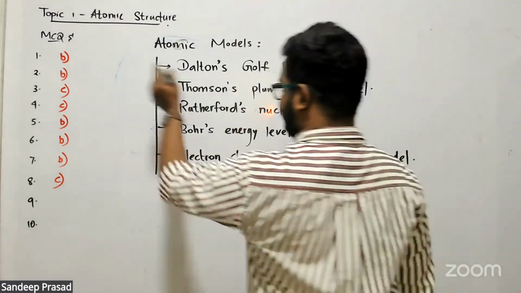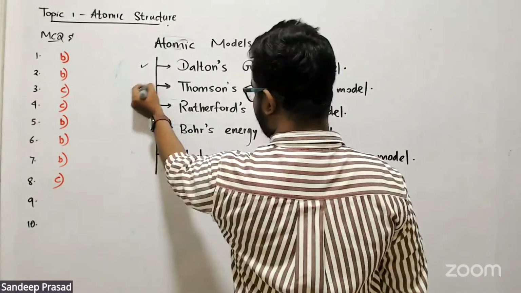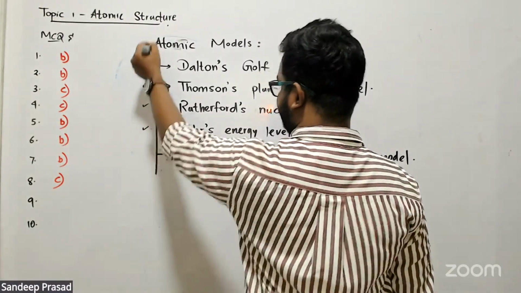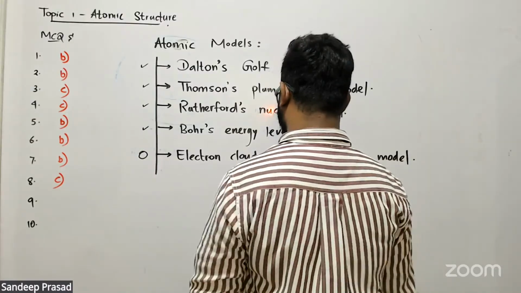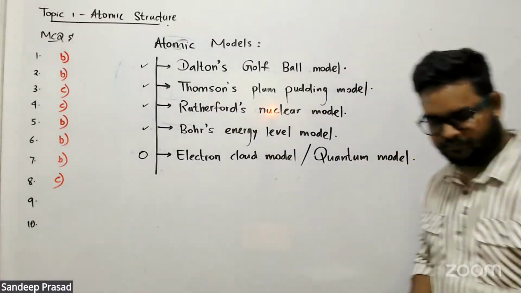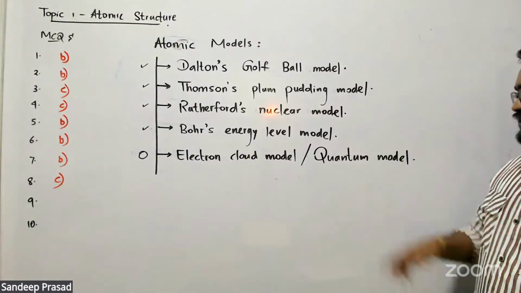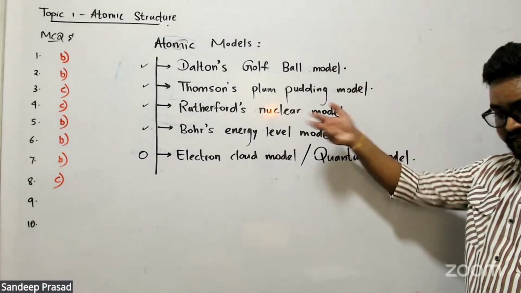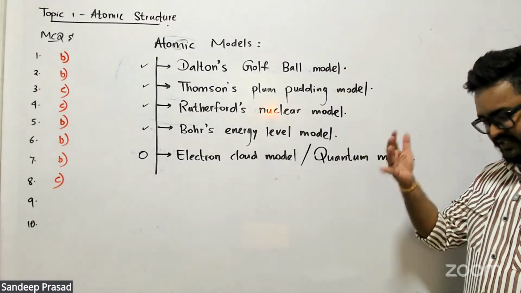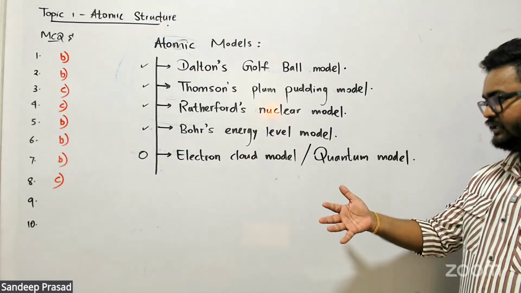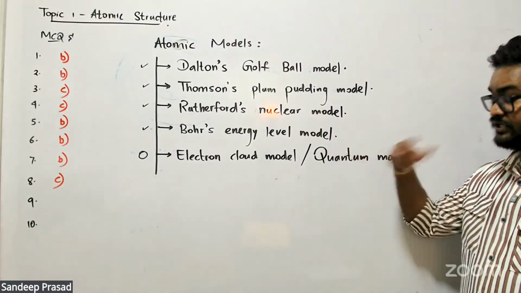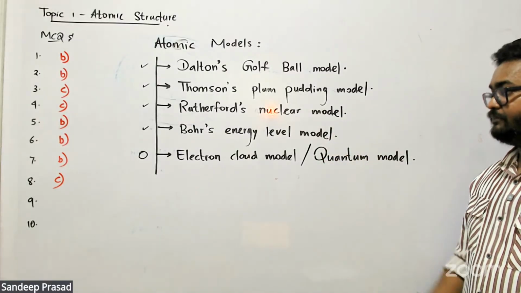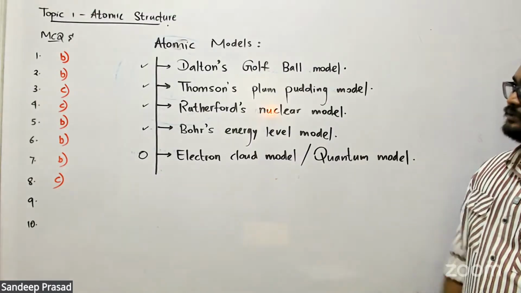In our theory class, we are discussing these 4 atomic models in detail. I'm going to give you a small introduction about the electron cloud model also. Especially Rutherford's nuclear model, we are learning that one in detail. What is that experiment? Who conducted it? What are the observations? What are the conclusions and everything? After that, Bohr's energy level model also takes a very important place when we are discussing atomic models.